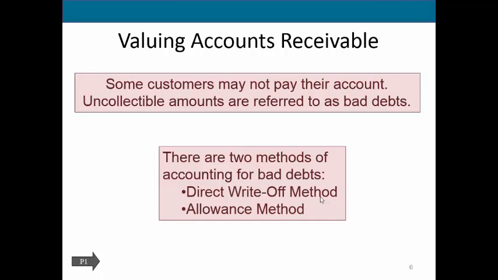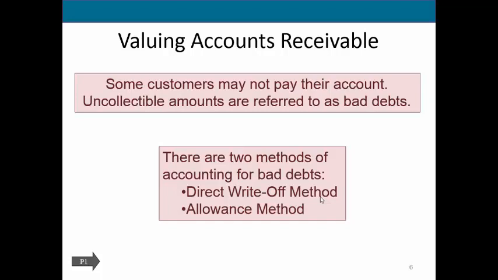On the other hand, the allowance method is based off of an estimate. The way this works is typically a company will look at their past history with their customers, or at the history of whatever industry they're in, to see what percentages of accounts receivable typically end up being bad debts, meaning that those accounts receivable never get paid.